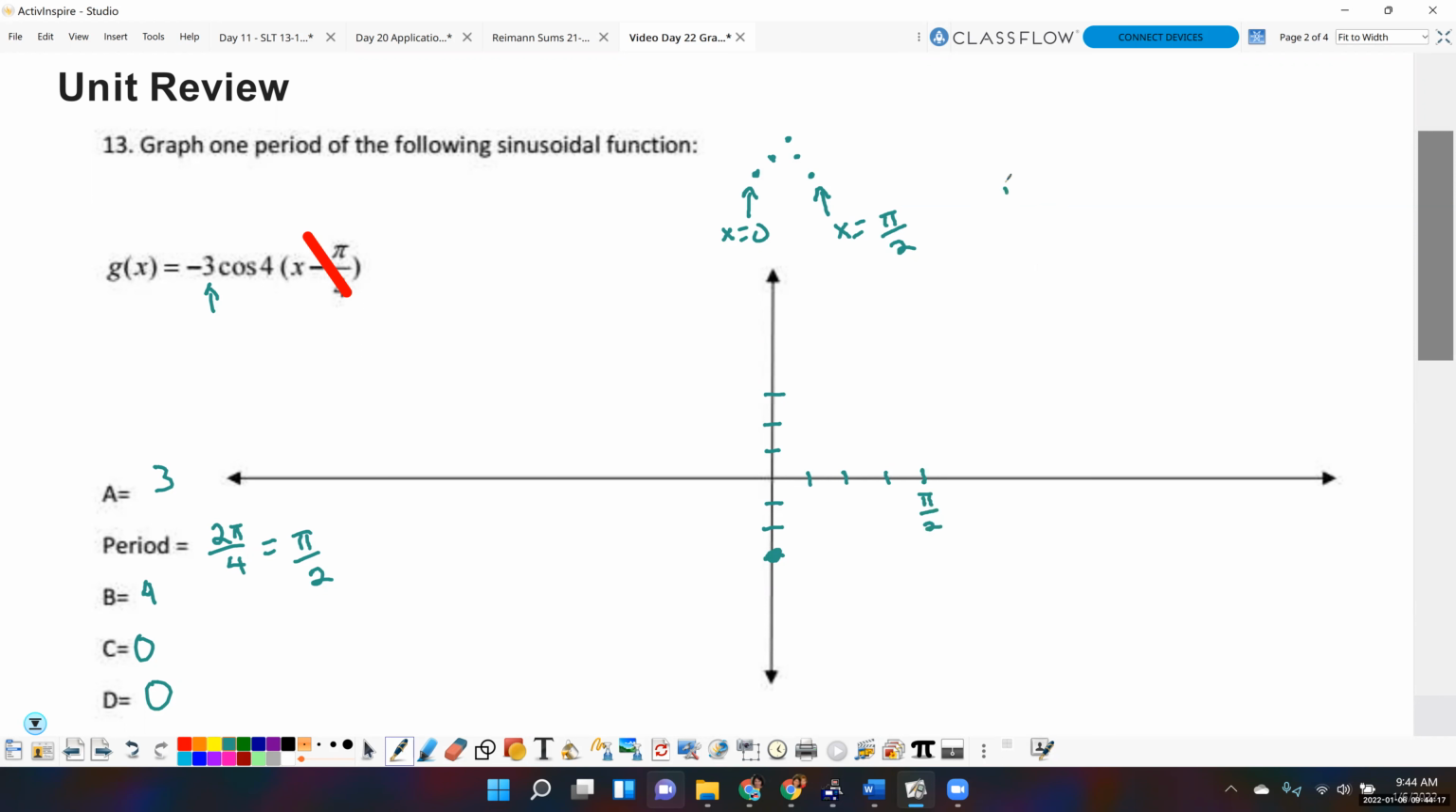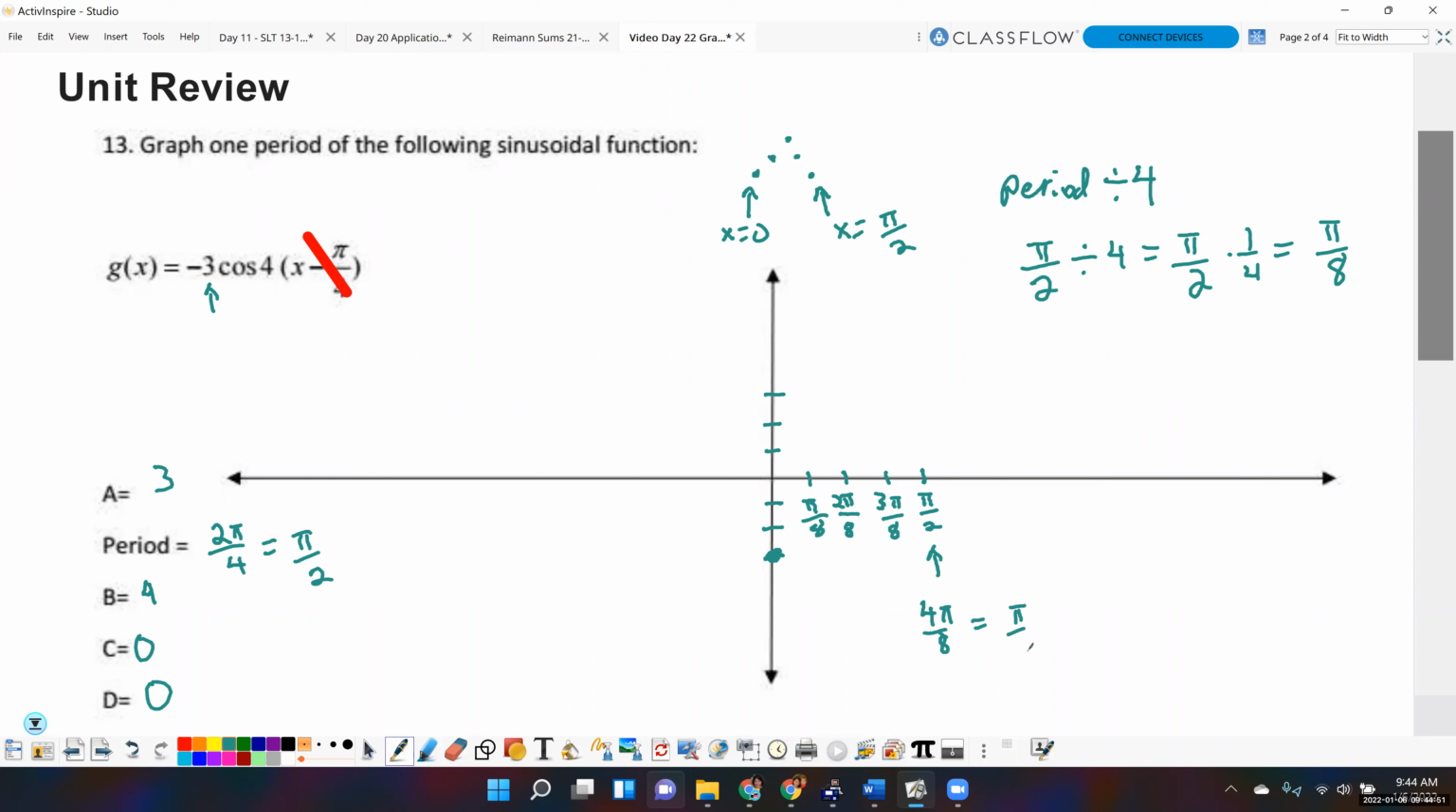So what I'm going to do is take the period and divide it by 4. If I do pi over 2 divided by 4, that's pi over 2 times 1/4, which is pi over 8. So if I count by pi over 8, 1 pi over 8, 2 pi over 8, 3 pi over 8, and then here, this would be 4 pi over 8, which is pi over 2.